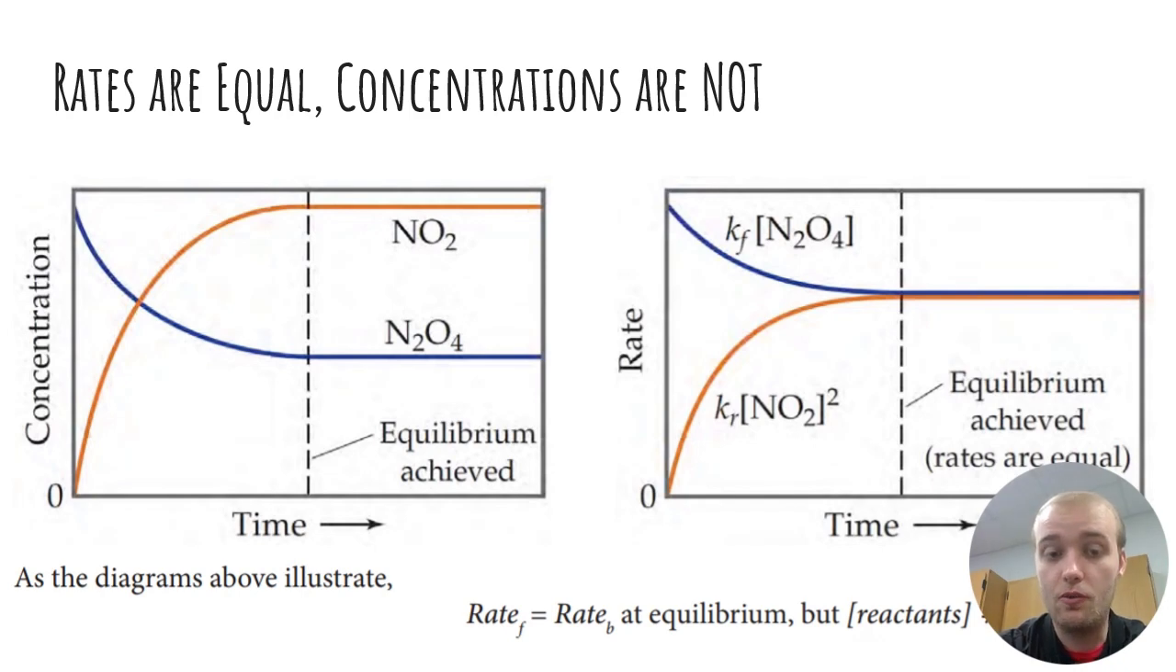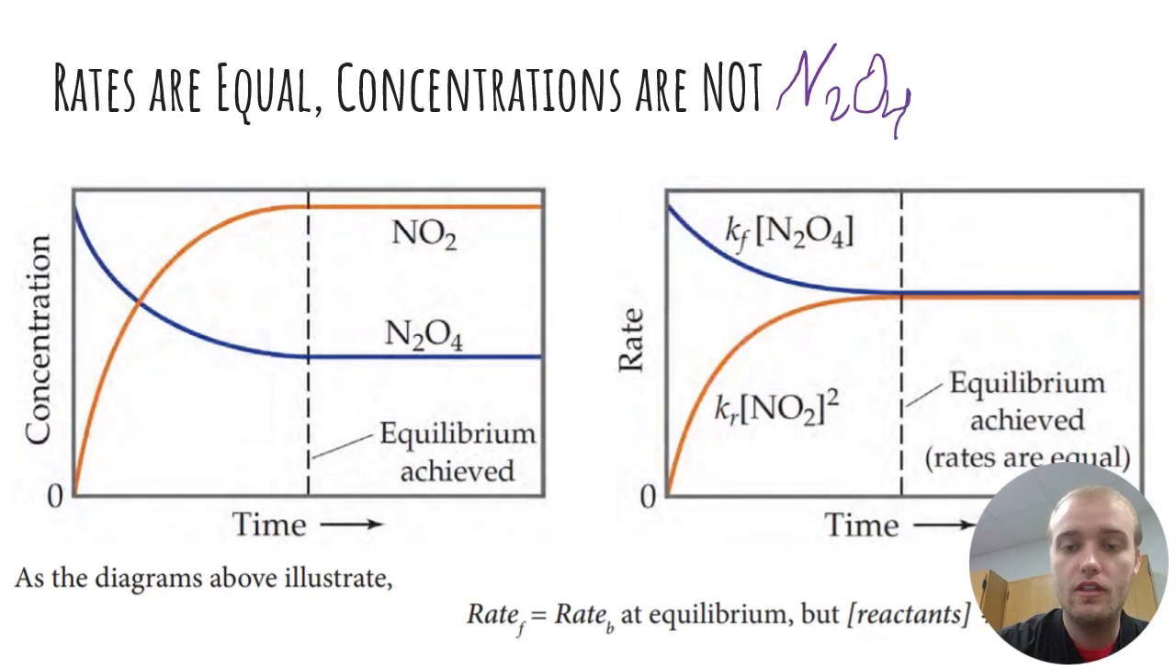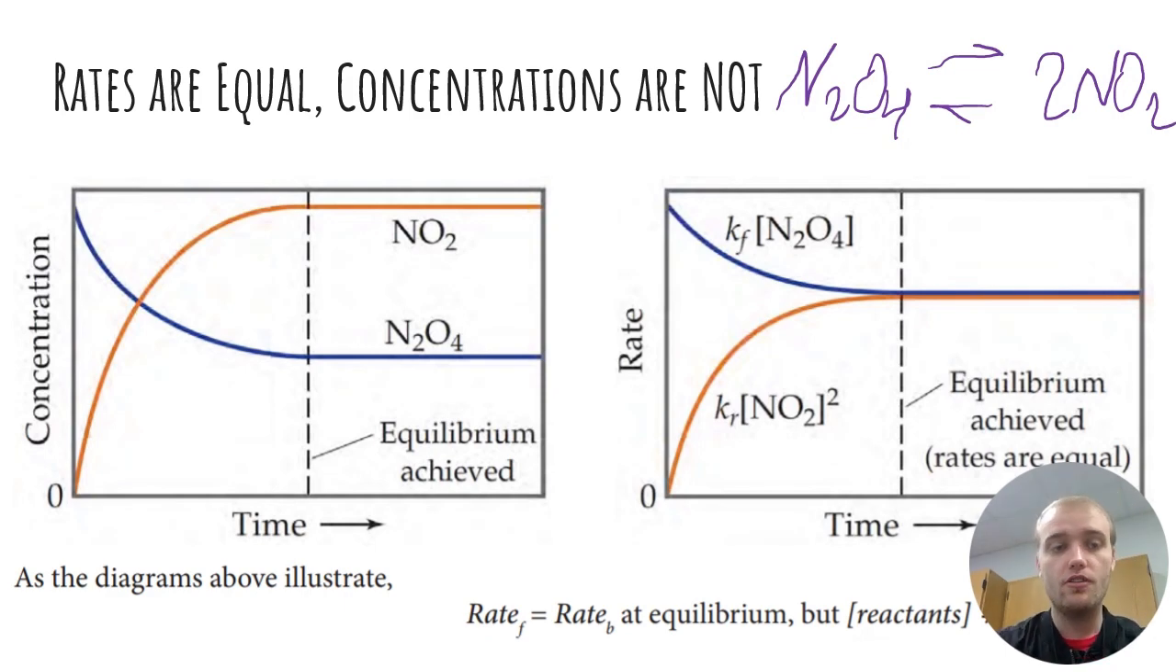So one other thing I need to point out about rates of reactions is that at equilibrium, rates are equal, but the concentrations are not equal to one another. The reaction I have going on here is N2O4 breaking down in a reversible reaction into two equivalents of NO2. So let's look at both of these graphs and see what's different about them.